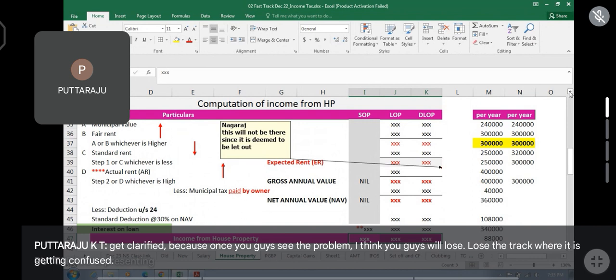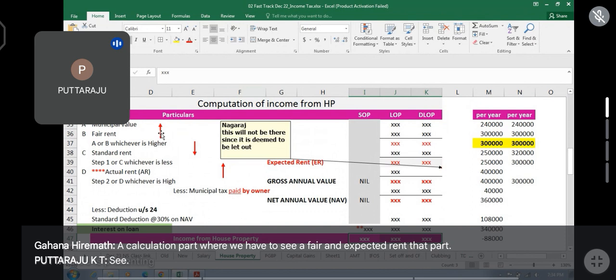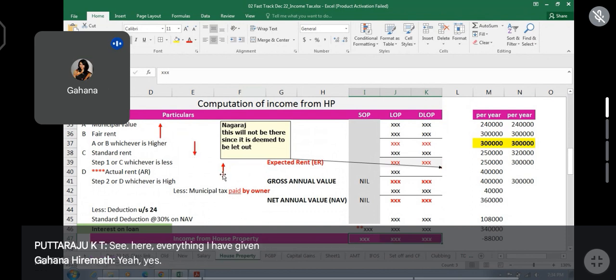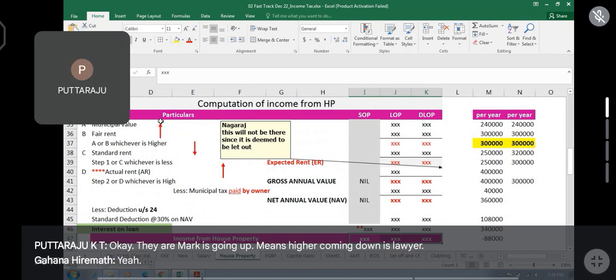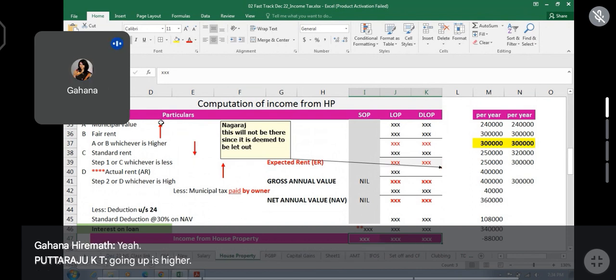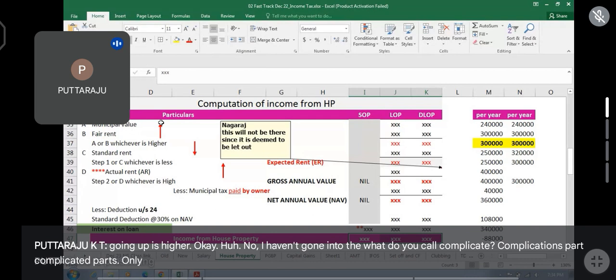The calculation part where we have to see a fair and expected rent, that part. See, here everything I have given. The arrow mark going up means higher, coming down is lower. Now I haven't gone into the complicated parts. Only the straightforward we are seeing. Now I am going into that, because you have all these things.